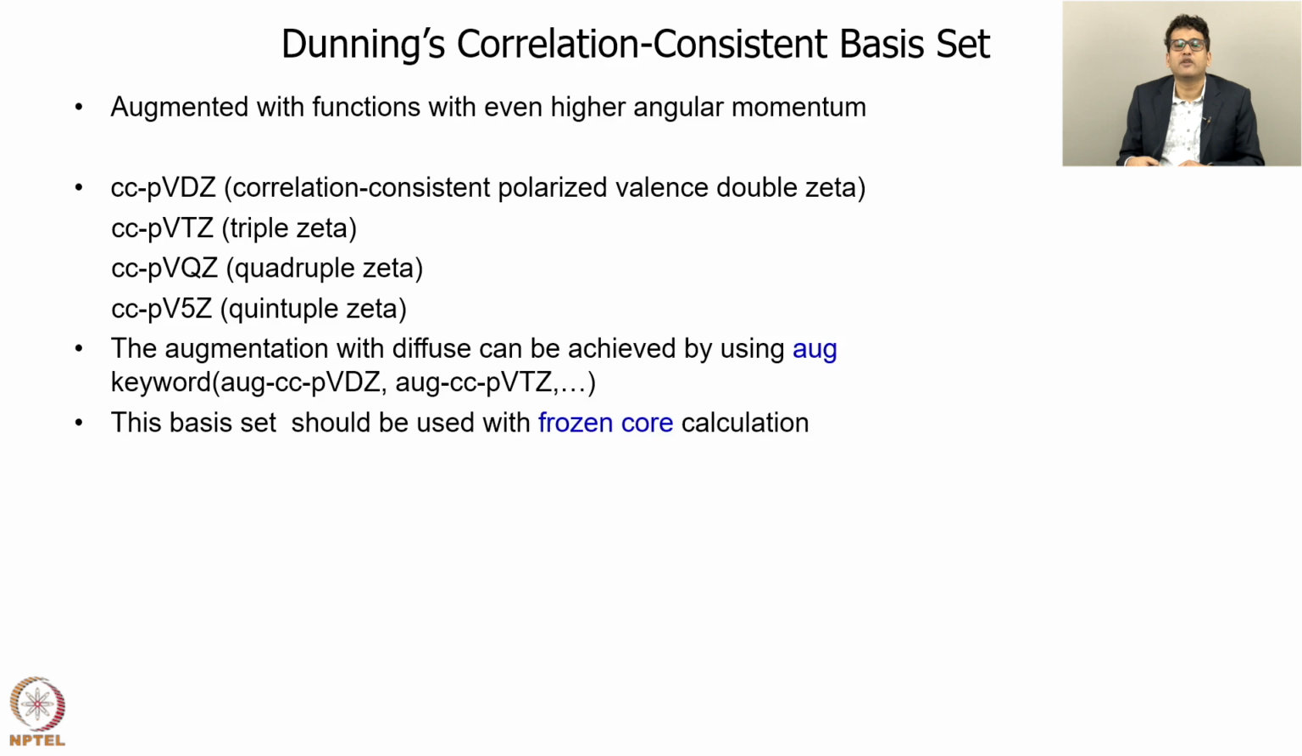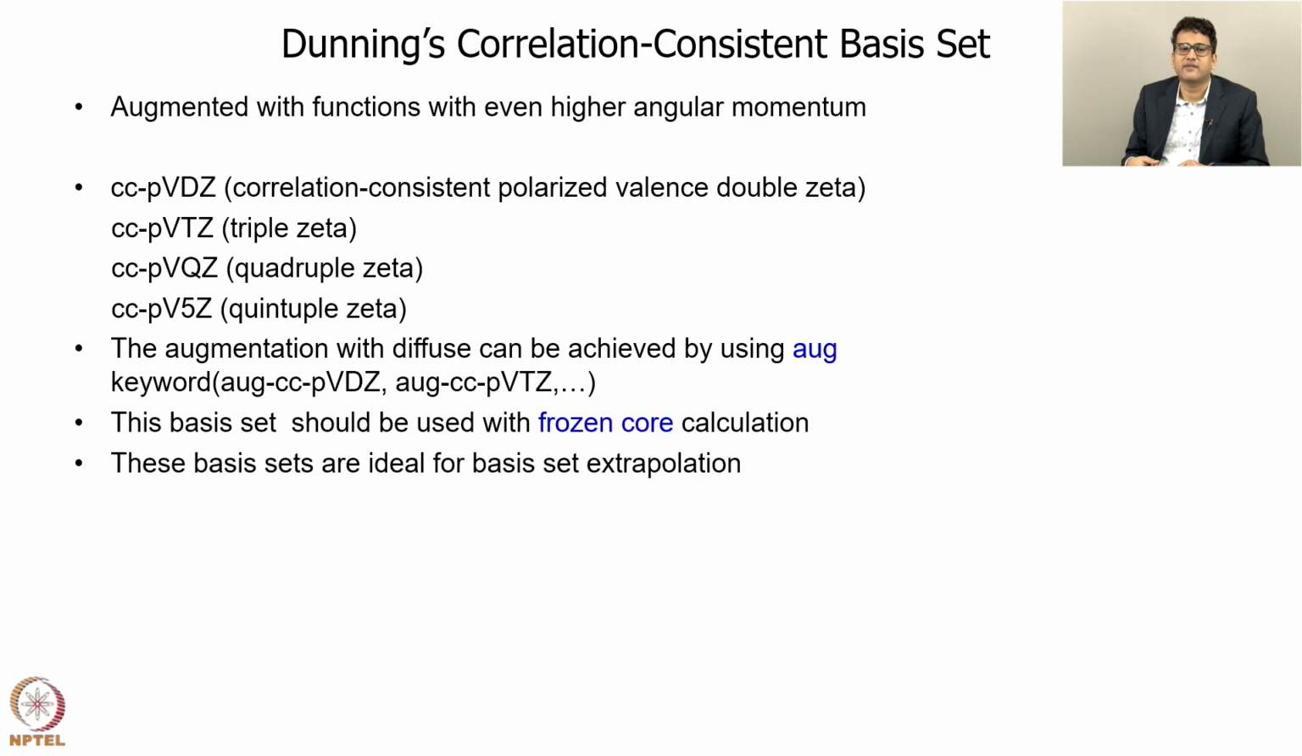This basis set should be used with frozen core calculation. So, the way these basis sets are parameterized is in such a way that you should freeze the core electron, and to get an accurate energy, it is not necessary to have the core electron included in your calculation. So, remember, if you are using this kind of basis set for calculation, remember to freeze your core.